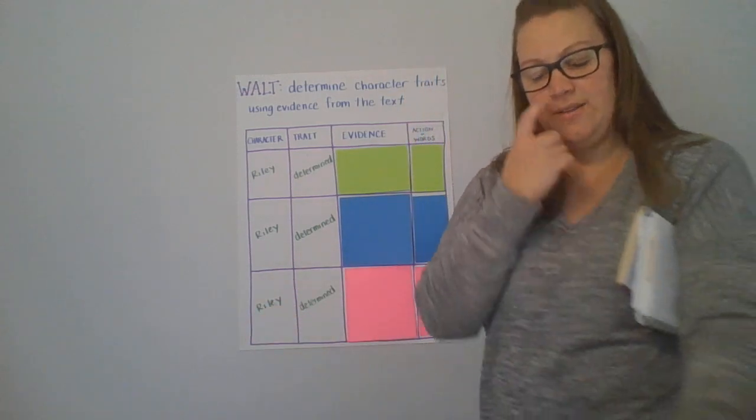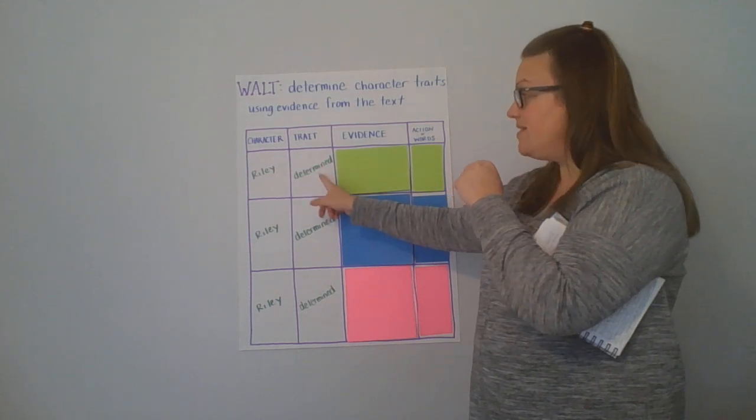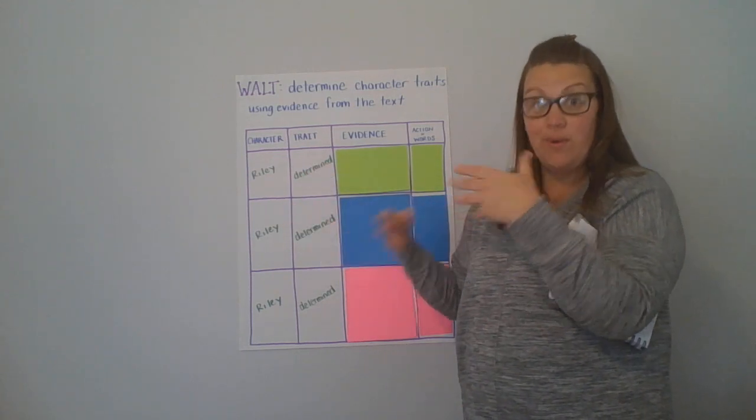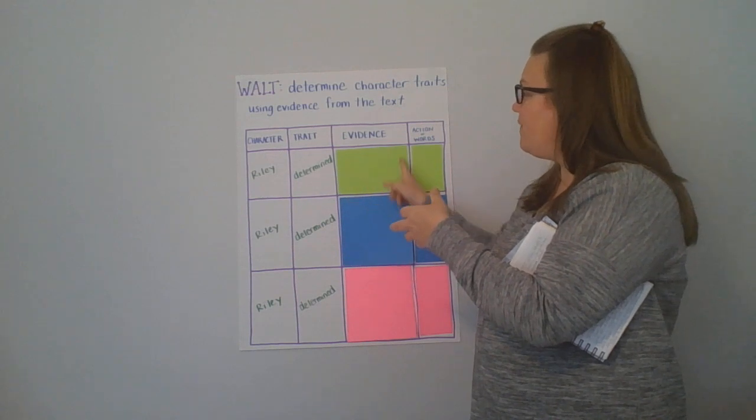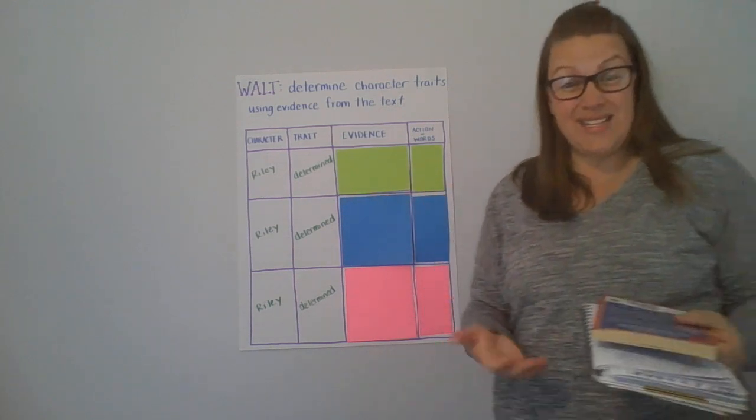All right. So far we know that our character is Riley, that our trait is determined, and now we're going to do the big work, and we're going to figure out what in the text tells us that he is determined.